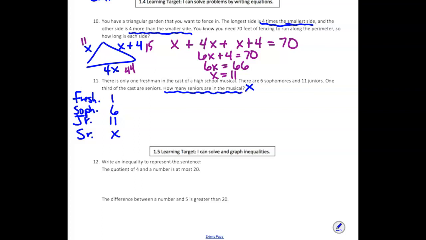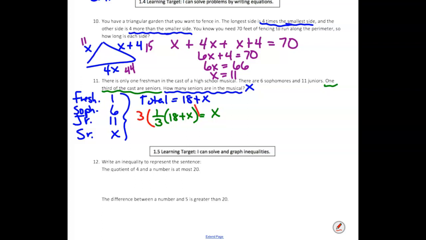All right, so our total cast, we have 1 plus 6 plus 11, that would be 18, plus this unknown x. So our total cast is 18 plus the number of seniors. The statement here, 1/3 of the cast are seniors. So if we take 1/3 of the whole cast, that should be equivalent to the number of seniors that we have. Now we can distribute a 1/3 to all of the stuff in parentheses, or we could just multiply both sides by 3 to get rid of it right away. That's probably the easier option.